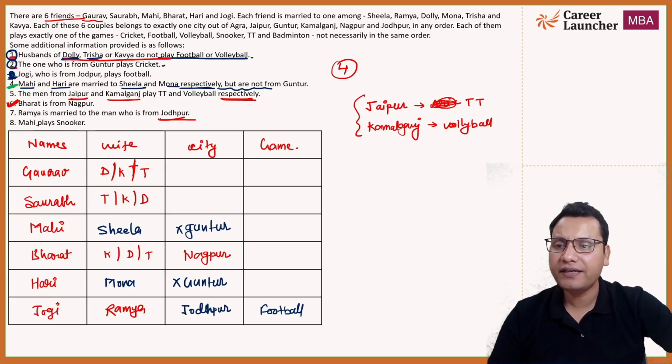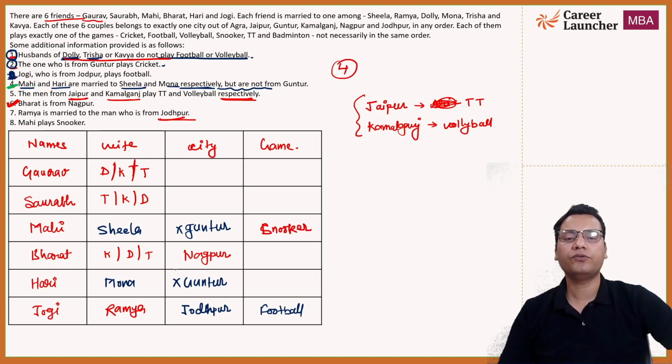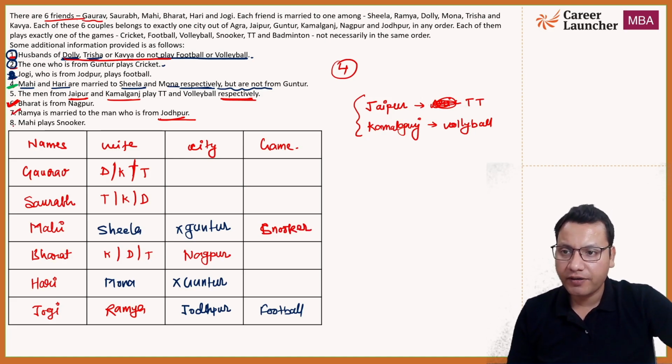Right, and the last data which is given to us is that Mahi plays snooker. Okay, so this Mahi will play snooker. So this will be snooker. Mahi plays snooker. Almost we have exhausted all the data.